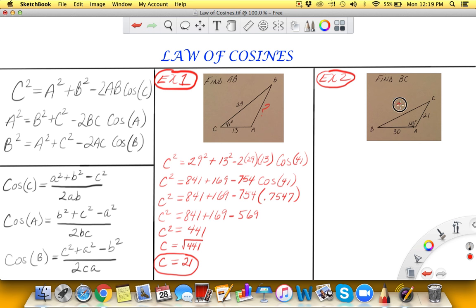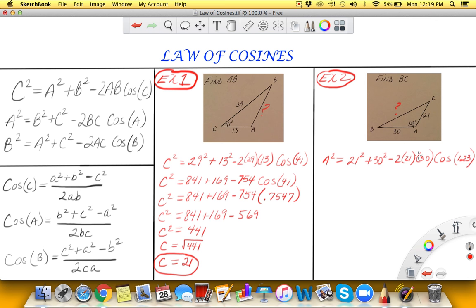All right, moving right along to example 2, we have a similar type problem, but in this case we're going to be looking for A. So this is the side that we're trying to find. So in this case we're going to say A squared is equal to 21 squared plus 30 squared minus 2 times 21 times 30. I'm sorry, I made a little boo-boo right there. All right, times 30, and then cosine of 123 degrees.